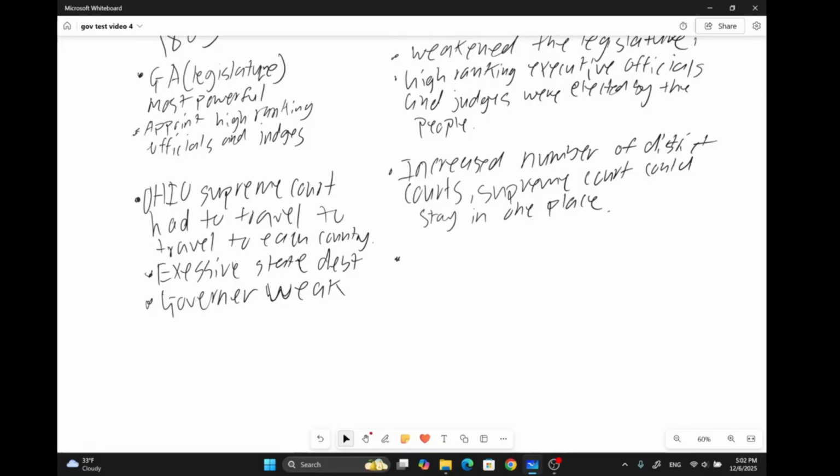And then to tackle the issue of state debt, it set a balanced budget amendment and stated that the state could not have excessive debt and limited the amount of debt that the state could have. So, limit state debt.